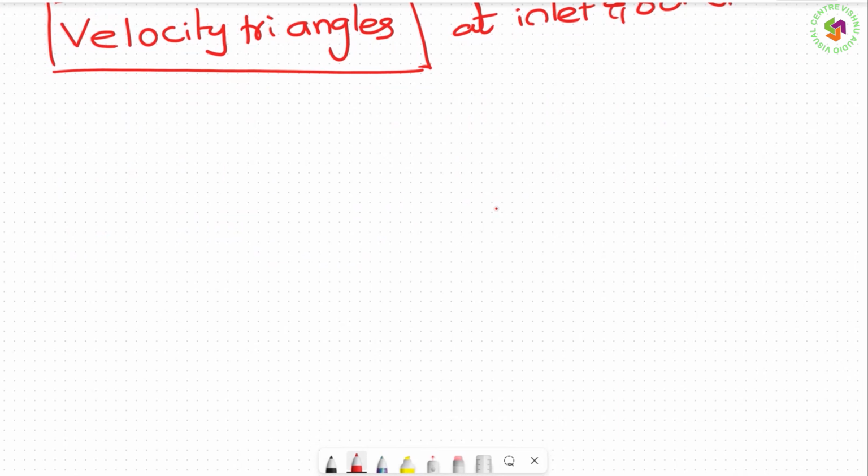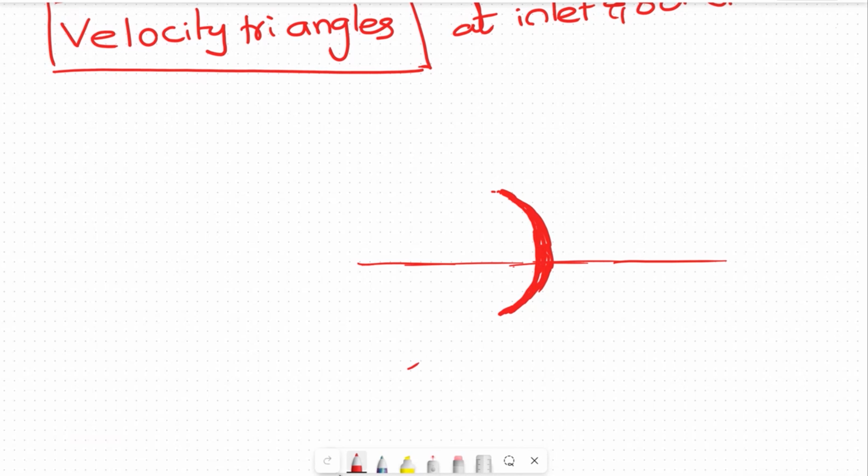First, suppose I take this as the center line. Now I put this as the vane, right? The jet is striking like this. This is the way the jet strikes. This is how the vane is moving, right? This is how the vane moves actually.